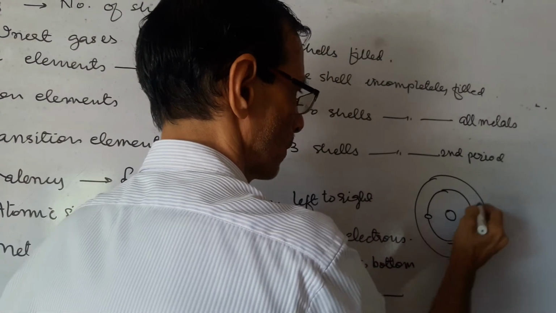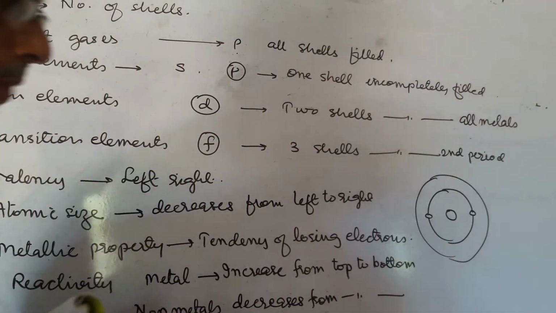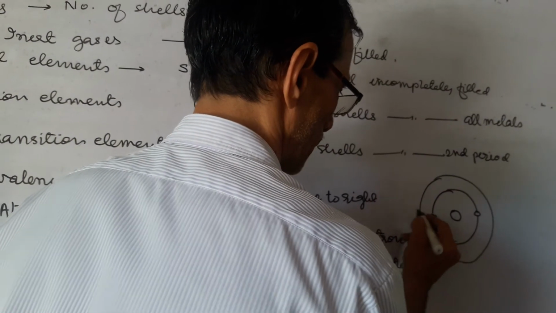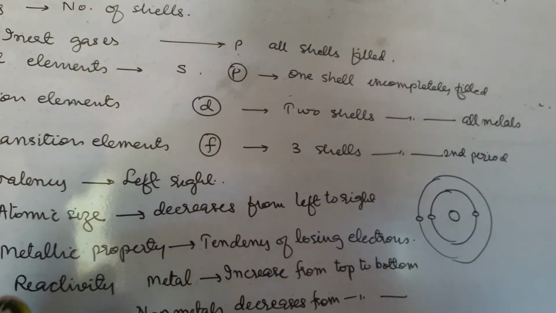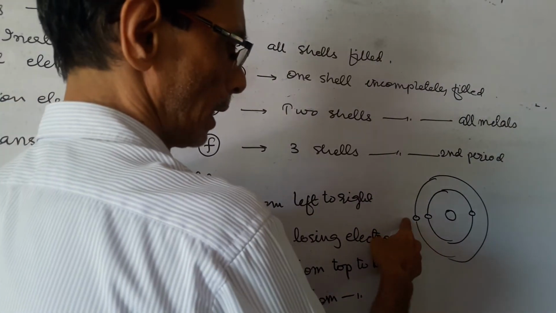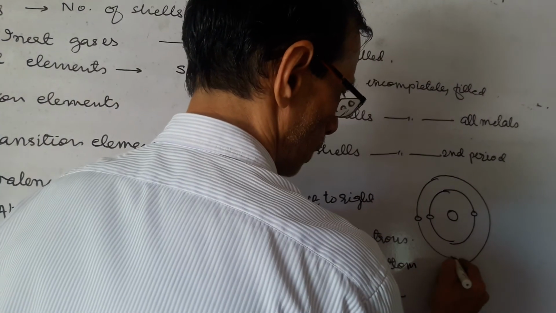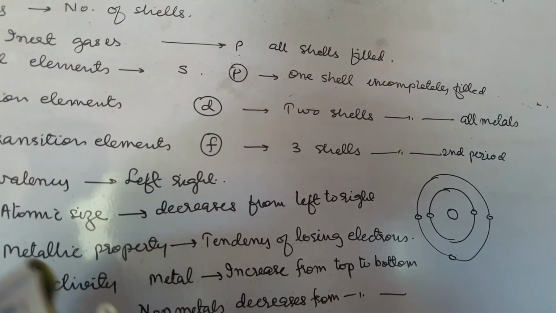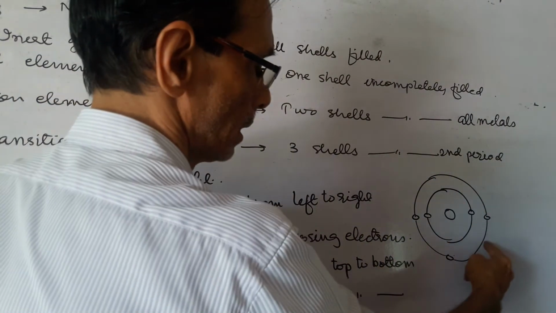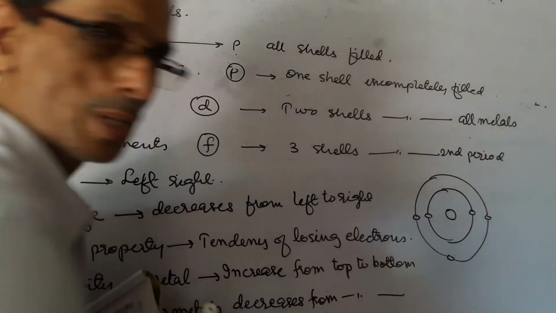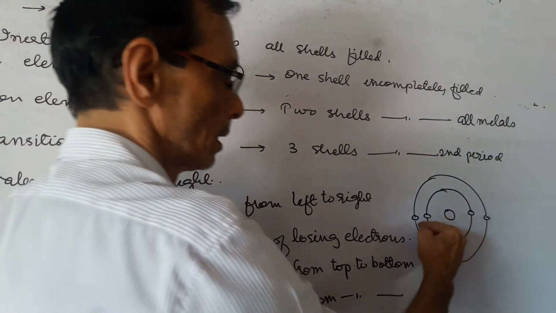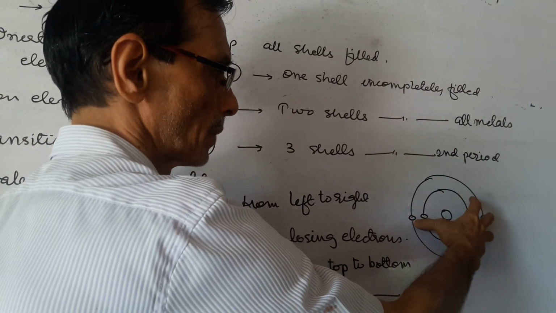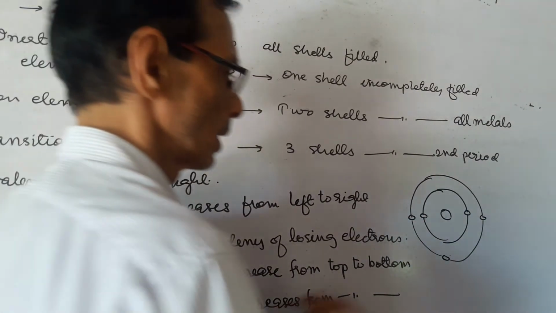The first shell has 2 electrons, and in the second shell you'll find that the number of electrons increases. The first group has 1 electron, second group 2 electrons, third group 3 electrons, and so on. As the group number increases, the number of electrons increases, and the number of protons increases too. So you'll find the attraction increases because there are more protons.